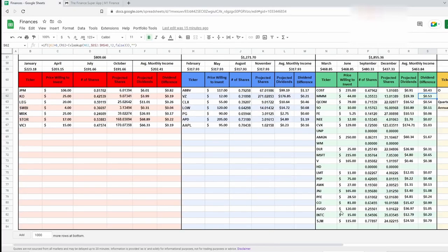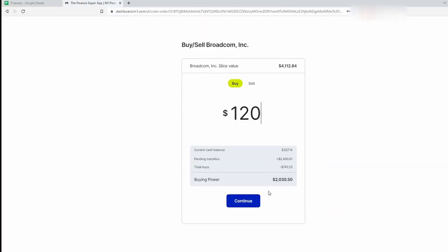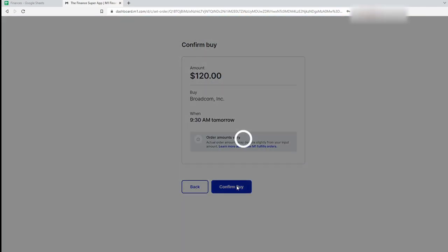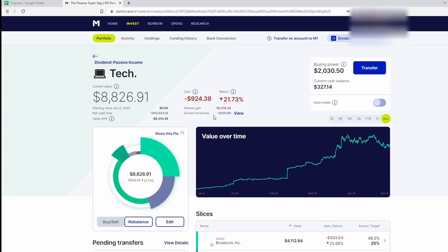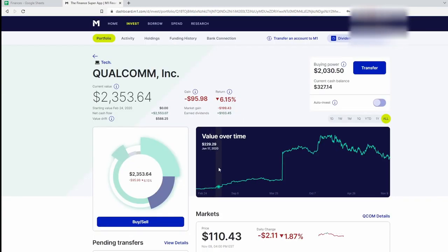Let's see. Where in the world is AVGO? $120 for only essentially a quarter of a share. So yeah, so let's buy this $120 for AVGO. Very, very nice. That was a big one. I think that was the biggest one that we have done so far. Okay, $120 for AVGO.